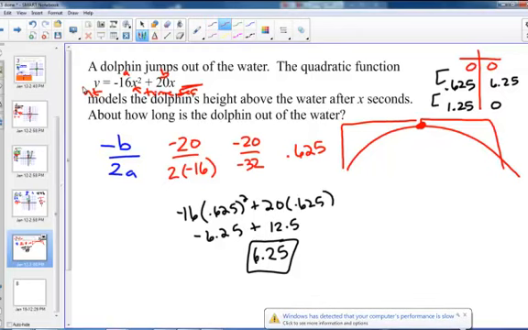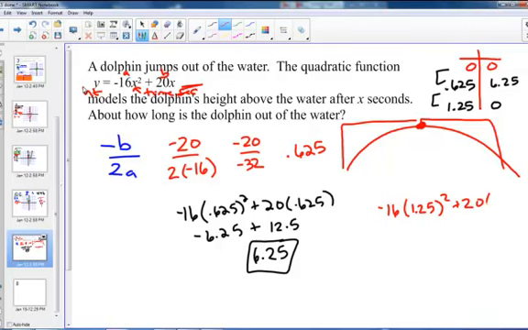And we can go ahead and test that. So 1.25 squared times -16 is -25. And 20 times 1.25 is +25. So yes, indeed, it does give us 0. So this dolphin is out of the water for 1.25 seconds.